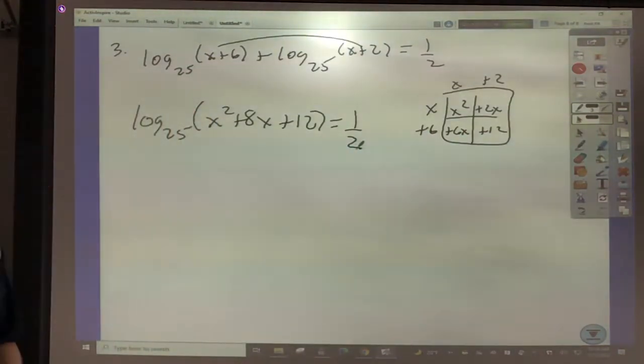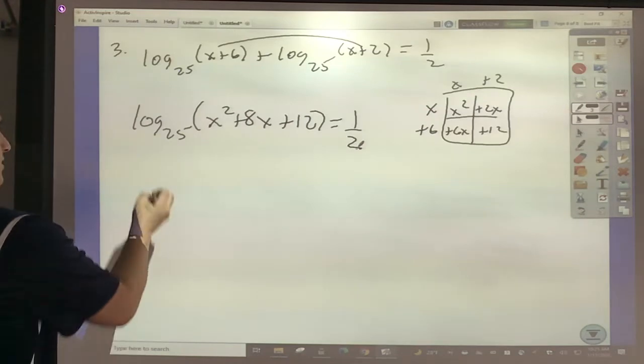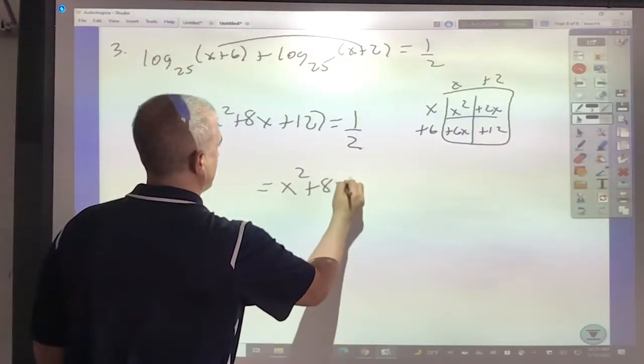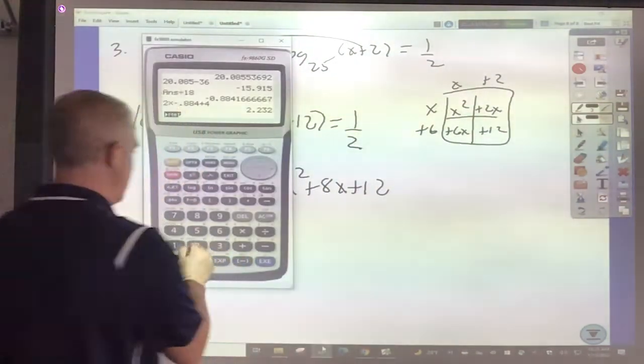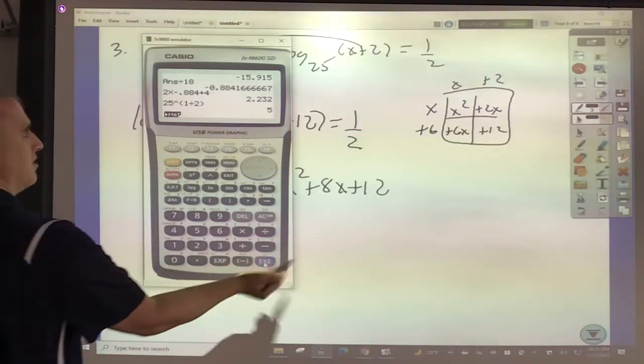At this point, what I want to do is convert. This is going to be 25. This x squared plus 8x plus 12 comes over here. This 1/2 comes here. I can do this calculation: 25 to the exponent, make sure you put parentheses around your fractions. That's going to be 5.